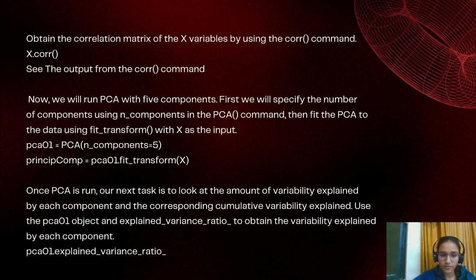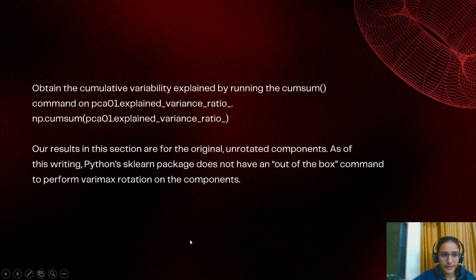Then fit the PCA to the data using fit_transform with X as input. So this is the code. Once PCA is run, our next task is to look at the amount of variability explained by each component and the corresponding cumulative variability explained. We use the PCA object and explained_variance_ratio_ to obtain the variability explained by each component. This is the syntax of how we will be writing it.